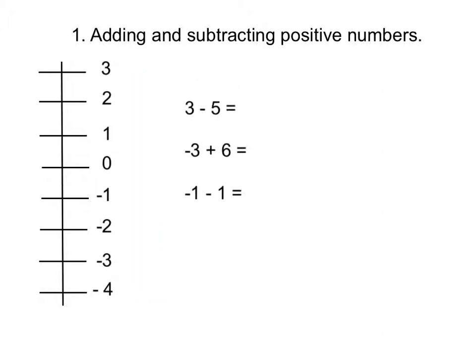Now pause the video and have a go at these three examples. For 3 take away 5, you start at 3 and go down 5, which takes us to minus 2. For minus 3 add 6, start at minus 3 and go up 6, and you get positive 3. For minus 1 take away 1, we start at minus 1 and go down 1 to get minus 2.